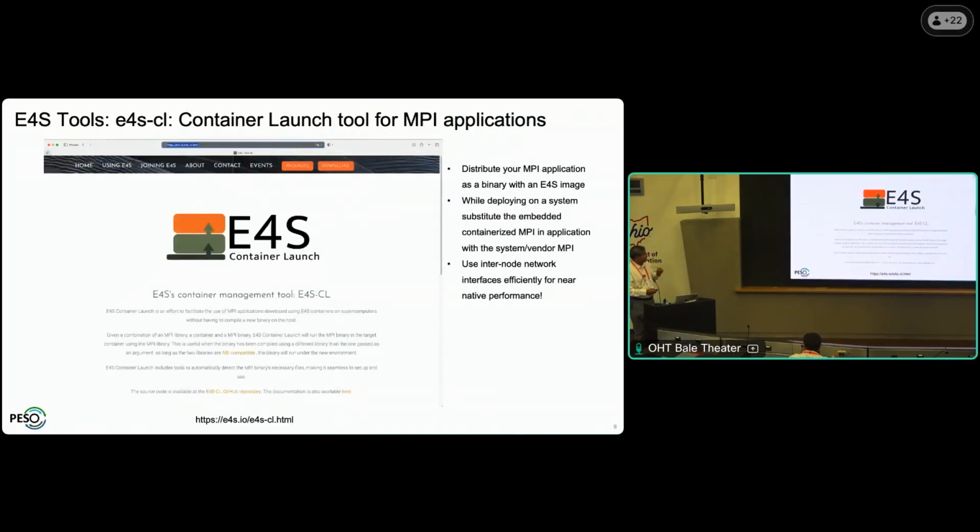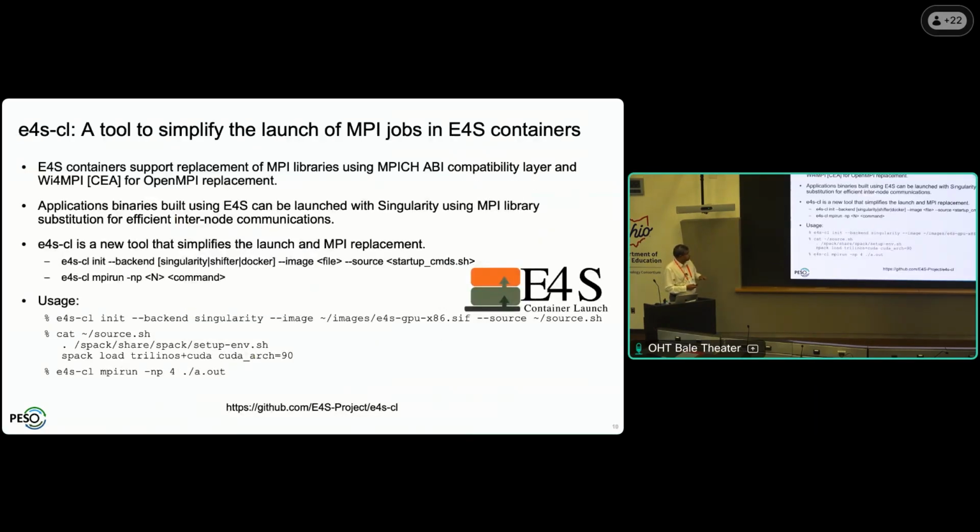And there are tools like E4S-CL, which is a container launch tool. You can build your application, an MPI application, using the MPI library in the container. And on your system, if you have MVAPICH installed, you can substitute the MPI in the containerized binary with the system MPI. So you can now ship HPC applications in a binary form. You don't have to give out source tarballs. You can use a container. You can substitute the MPI at runtime. This is how it works.